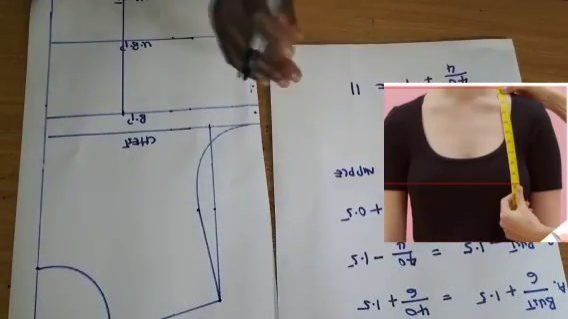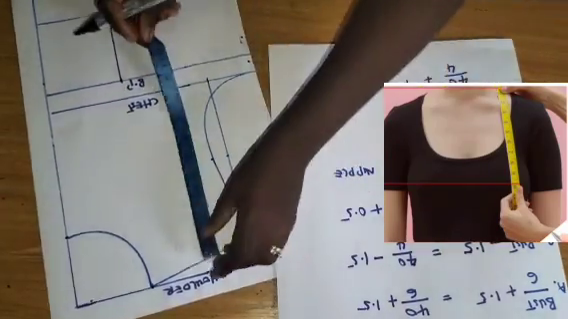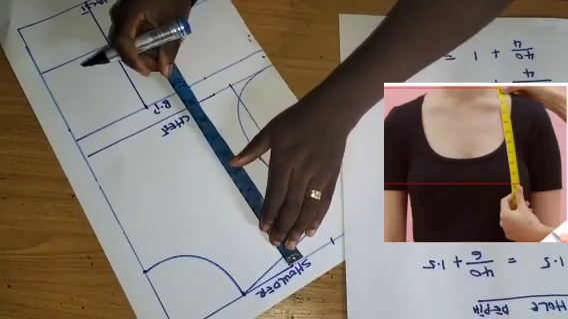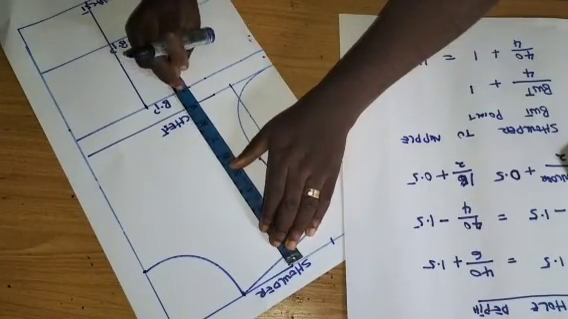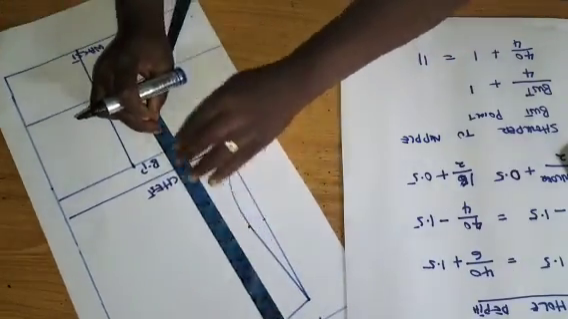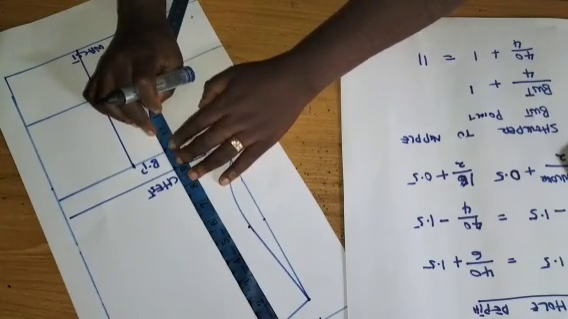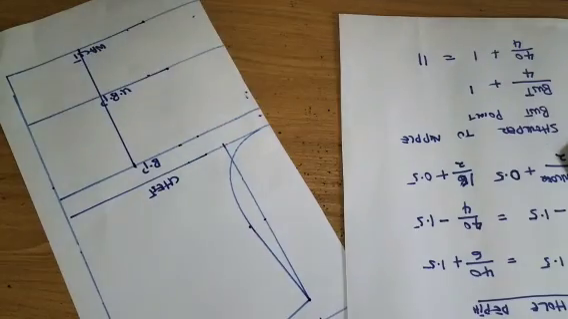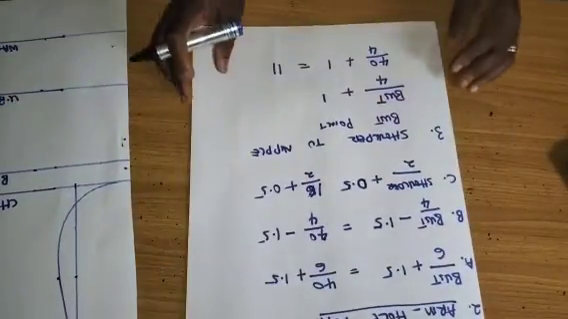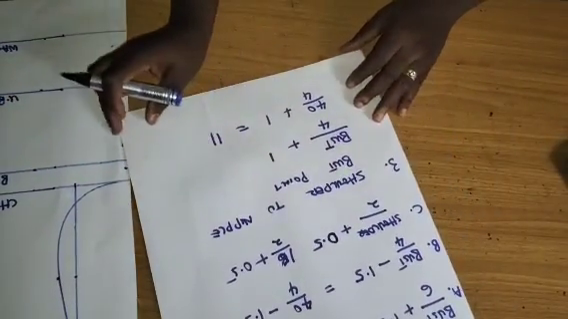So meaning that if I'm taking my measurement from the shoulder, this is my shoulder to this point, I'll be having 11 inches. So I will mark for bust 40, I will mark 11 inches, and that will serve as my bust point line. So that is how to get your bust point line.